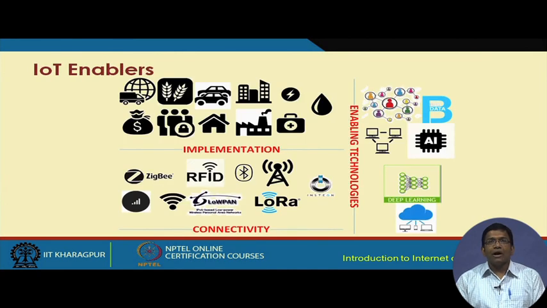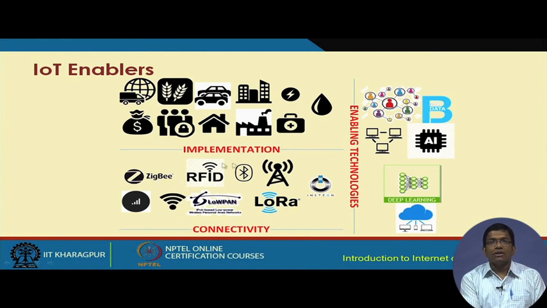Different enablers of IoT in terms of enabling technologies: from an implementation perspective, we have different technologies such as smart homes, smart factories and so on. Different sensors can be fitted, and we also have different connectivity offering devices such as RFIDs, Zigbee, Wi-Fi, cellular connectivity, 6LoWPAN, LoRa, and so on and so forth.